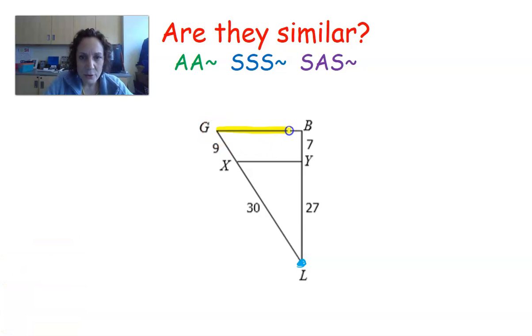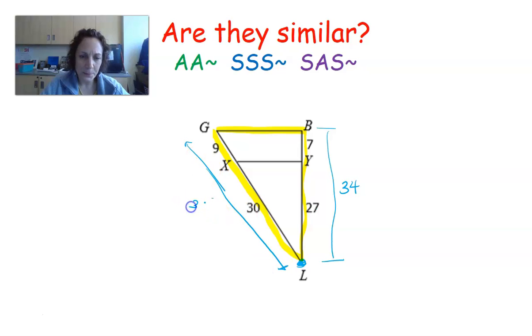All right, so I have this big outer triangle, right? Now, they didn't give us, like they did in that last one, the side lengths, but that's okay. I know that this whole thing must be 27 and 7 put together, so 34, right? Okay, and then over here, this whole length must be 30 and 9, so that's 39. Right. It's kind of mean of them not to give us the whole measurement, but that's fine, I'm over it, I'll add.